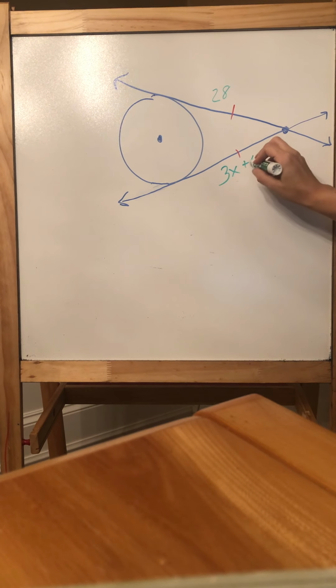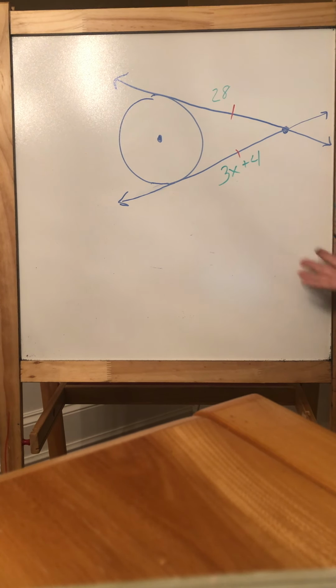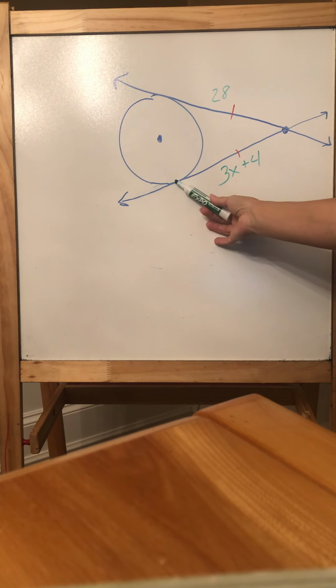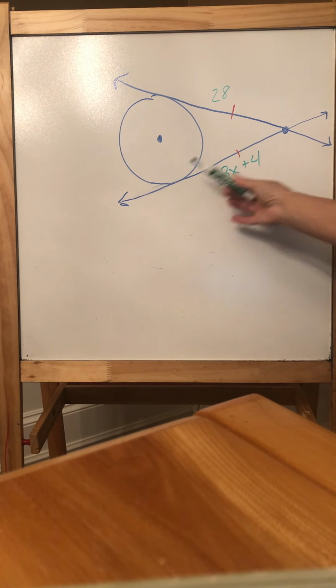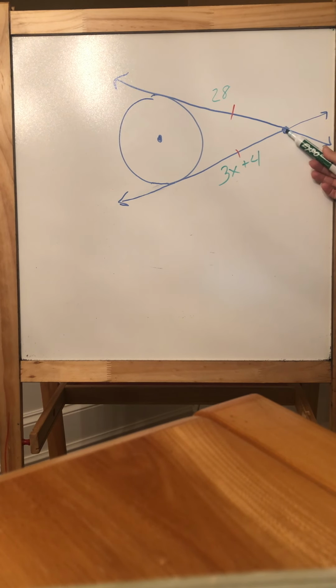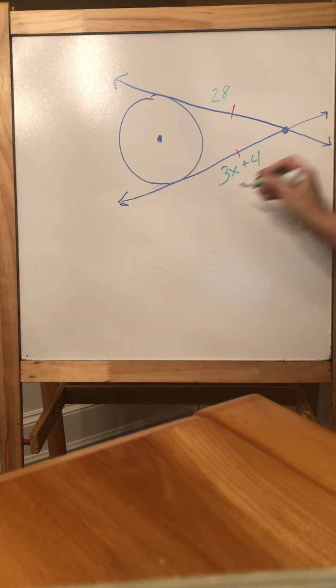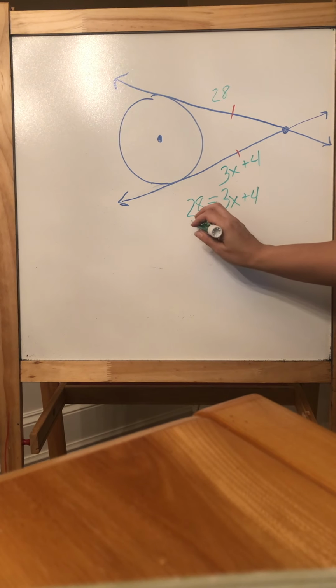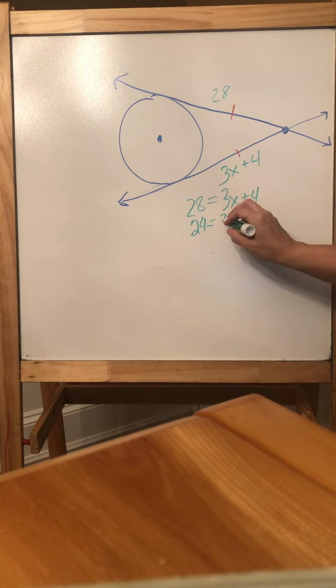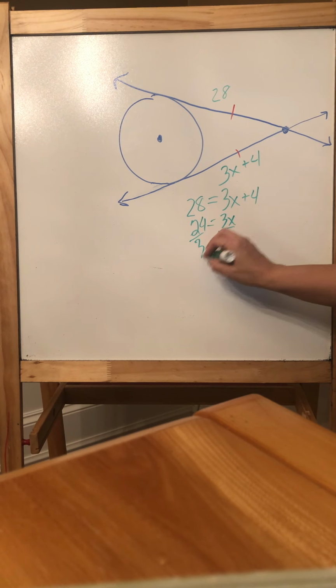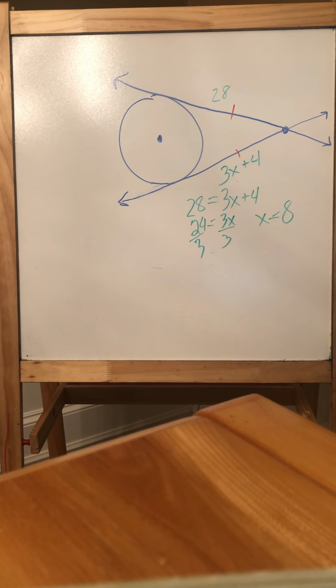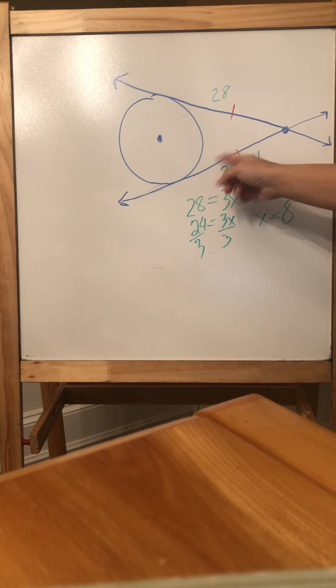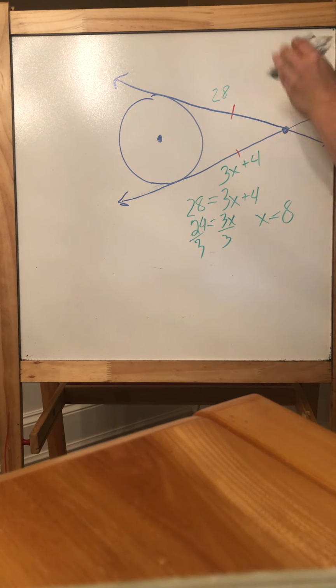So, for example, if you were given that the length of this line is 28, and this one is 3x plus 4, and you were asked to solve for x, you could do that by setting them equal to each other, because this tangent, from where it intersects the circle to the original point over here, is congruent. They're congruent. So you could say 28 equals 3x plus 4, and then subtract the 4, 24 equals 3x, divide by 3, x equals 8. You can solve for the length of lines of tangency by seeing that they're congruent to each other.